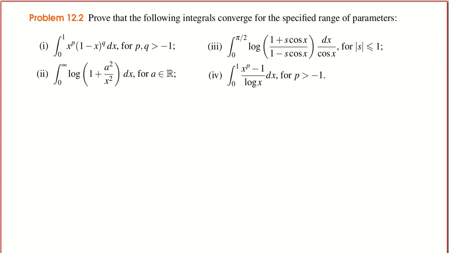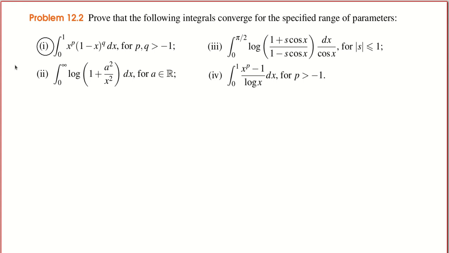We have here four integrals, each of them defined for a certain range of parameters and by integrals which are improper, of the first or second kind, depending on the integral. And what we have to do is to prove that within the range of parameters that we're given, these integrals are convergent. Okay, let's begin with the first one here.